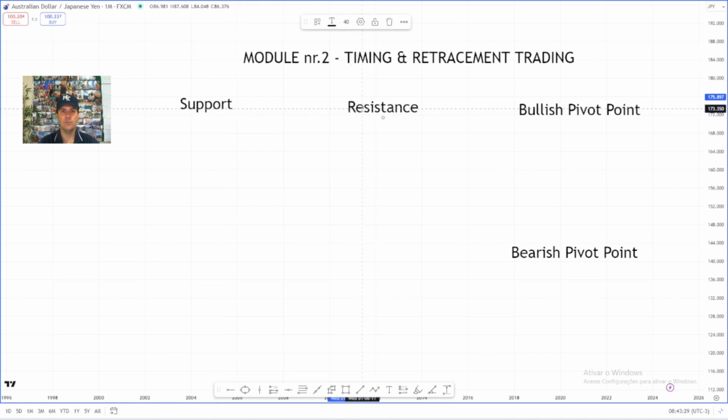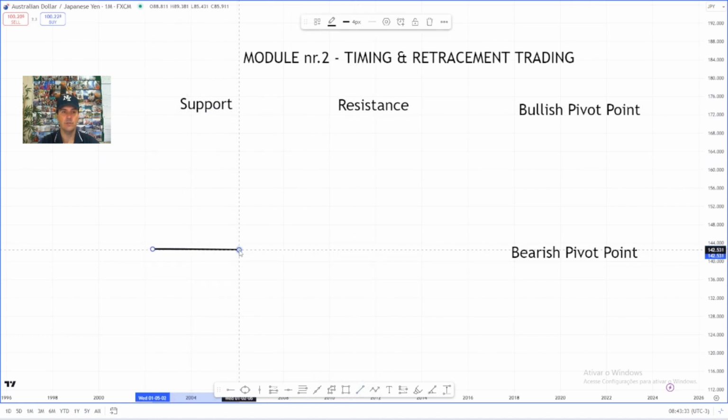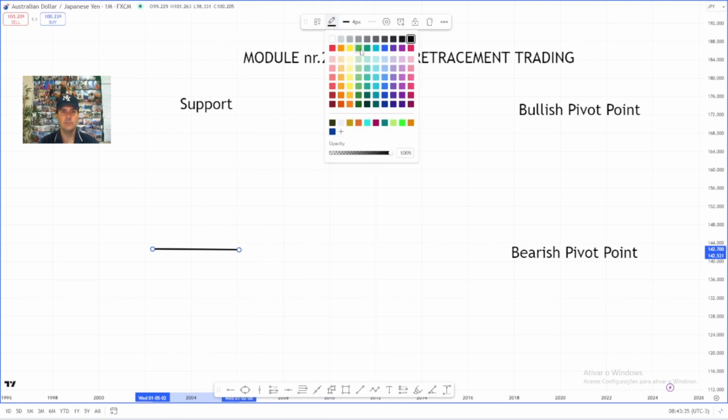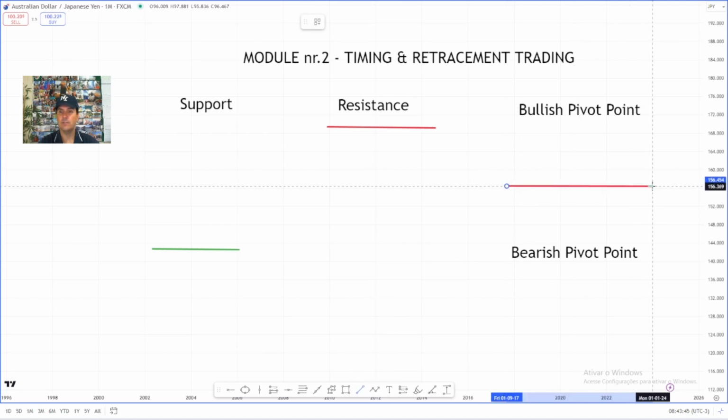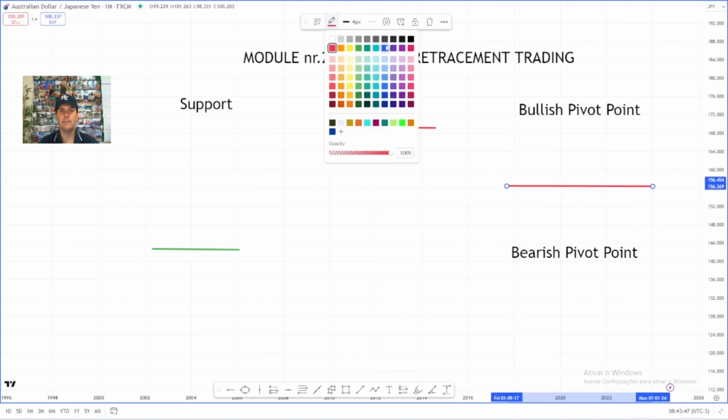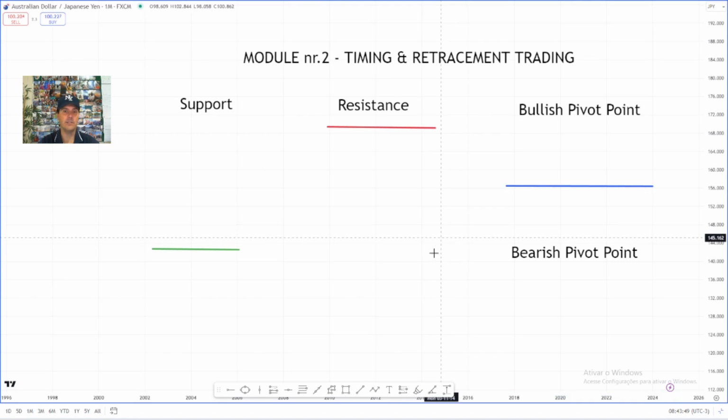Now, how does support look on a chart? We're going to have green for support, we're going to have red for resistance, and then we're going to have blue for pivot points, all right? So our brain can quickly see and understand what is happening.